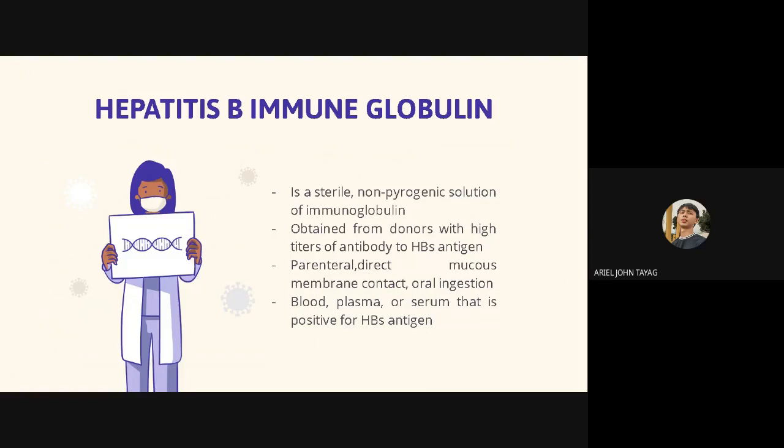So hepatitis B immunoglobulin is a sterile non-pyrogenic solution of immunoglobulin. It is prepared from pooled plasma obtained from donors with high titers of antibody to HBs antigen. The exposure can be either parenteral, direct mucous membrane contact, or oral ingestion.